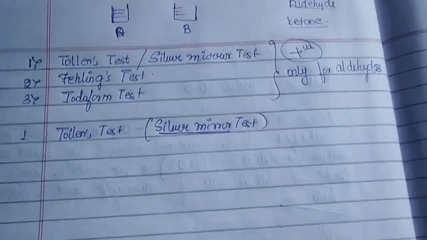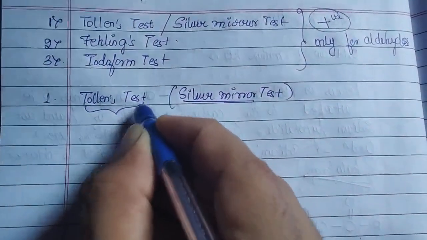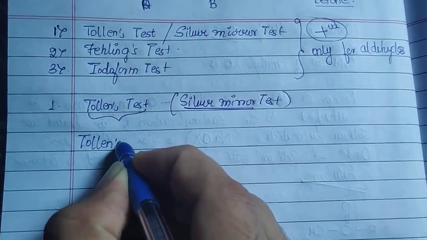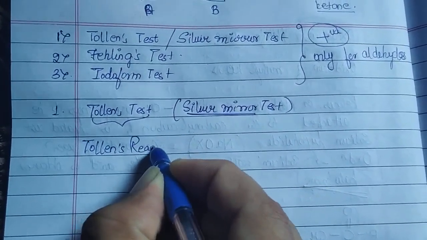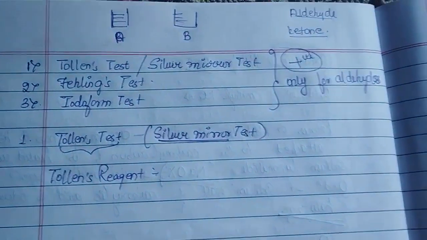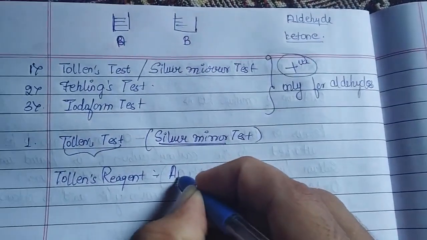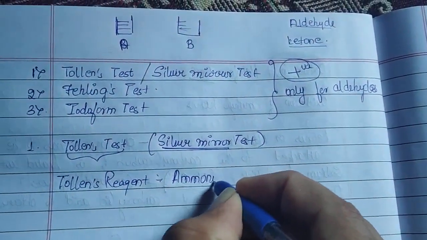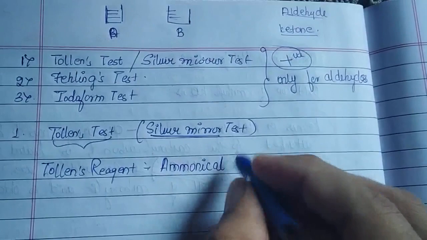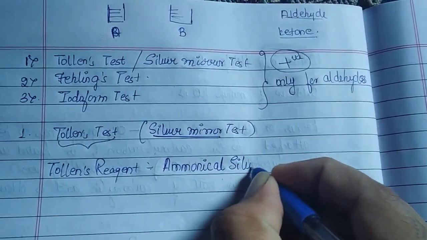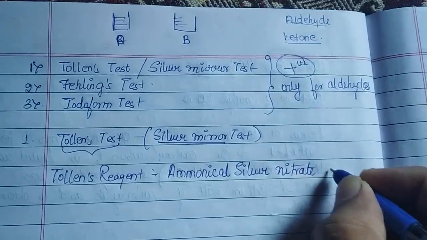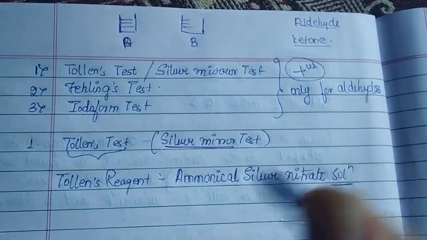Remember guys, in this Tollen's test, we will be using Tollen's reagent. Remember, Tollen's reagent is generally ammoniacal silver nitrate. Very important: a 1-mark question can ask you what Tollen's reagent is. So you should remember its composition: ammoniacal silver nitrate solution is called Tollen's reagent.